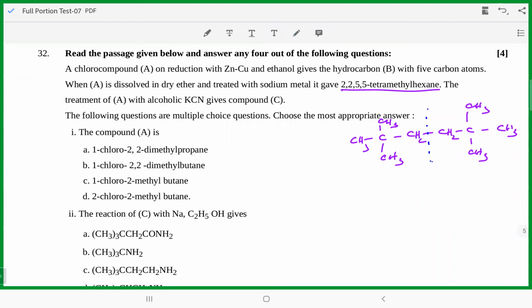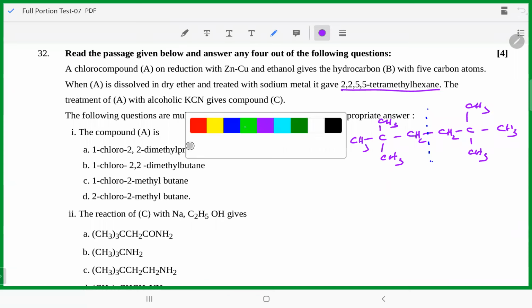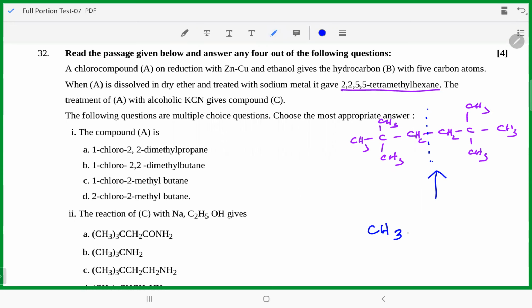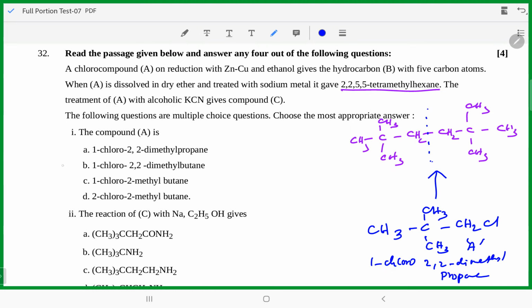A is dissolved in dry ether with sodium metal. It gives... So first, treating with sodium in ether, what would be the compound? It would be CH3 CH3 CH3 C CH2 Cl. That means 1-chloro-2,2-dimethylpropane will be A. So A is the answer.